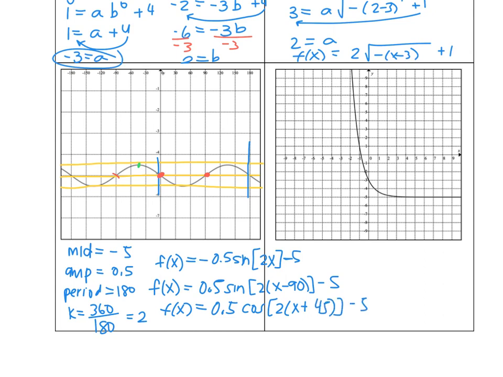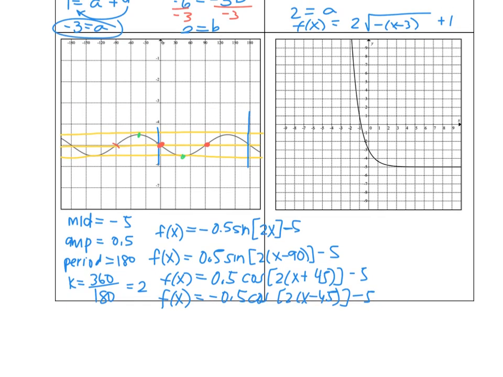There you go. Or maybe you wanted a minimum start. If you start at a minimum, your amplitude would be negative, or the a value, sorry, would be negative. And then you're going to the right 45. So there's lots of options, and I haven't even written all of them, but you can write the same thing in different ways and they would all be correct.